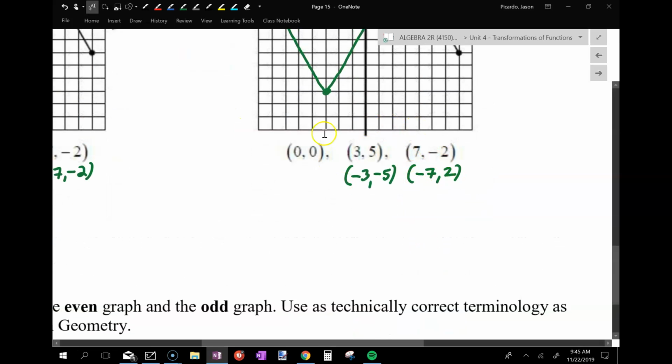Does anybody see a pattern? Both signs changed. 3, 5 went to -3, -5. 7, -2 went to -7, +2. And so the rule for this is if I have f of x equaling a, then when I change x to be the opposite, the output also changed to be the opposite.